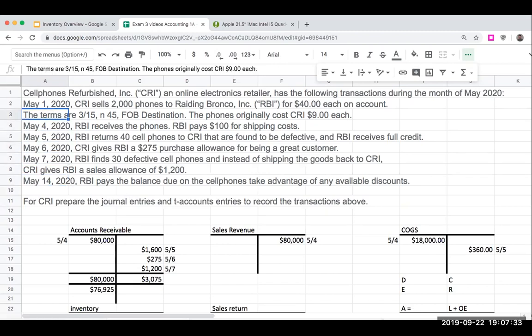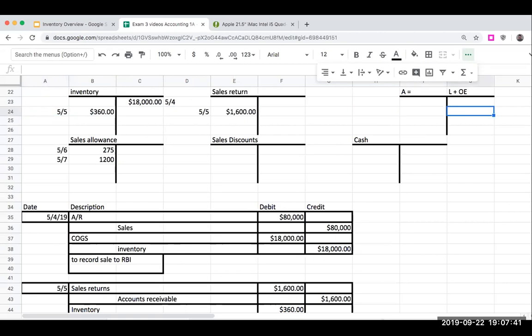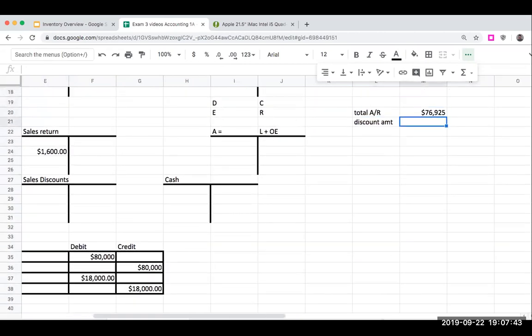The discount amount, and for this question in particular, this was 315 net 45, okay? So again, 315 net 45 means a 3% discount within 15 days, full amount due in 45 days. So I'm going to go over here and take this 3%. So my total discount is going to be 2,308. And is this rounded? Okay, well, we're pretty close. I'm going to round it. We're just going to call this rounded 2,308. Okay, so my total discount is 2,308.